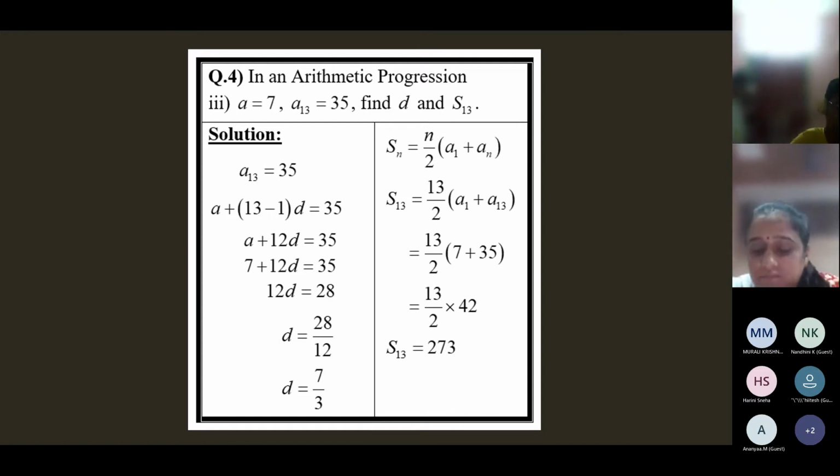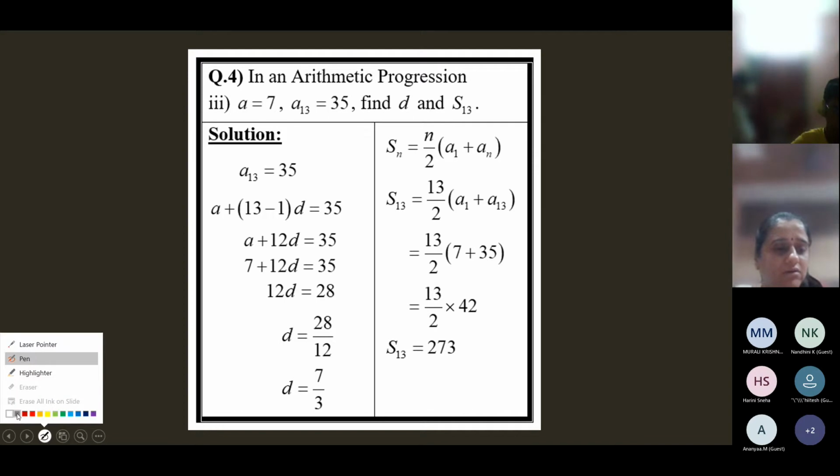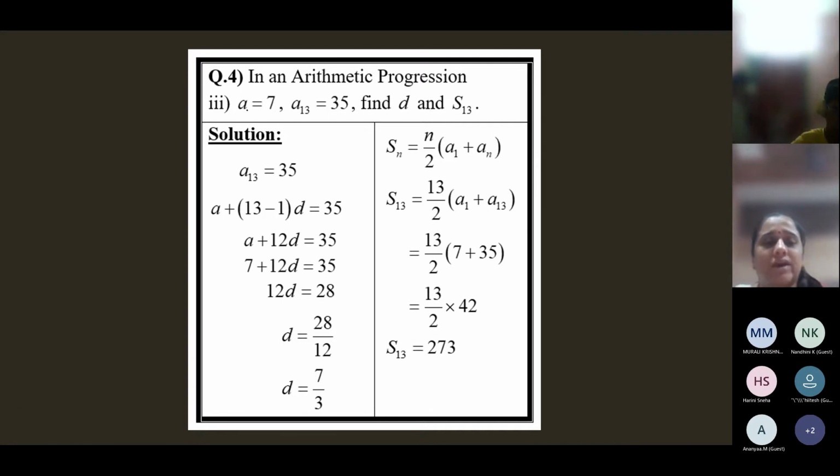Done, children? Yes, ma'am. So what do we understand here? Here we are given the value of A. So using this, you can find D, and hence find S13. Why are we using this formula for S13? Because we know the value of A13.